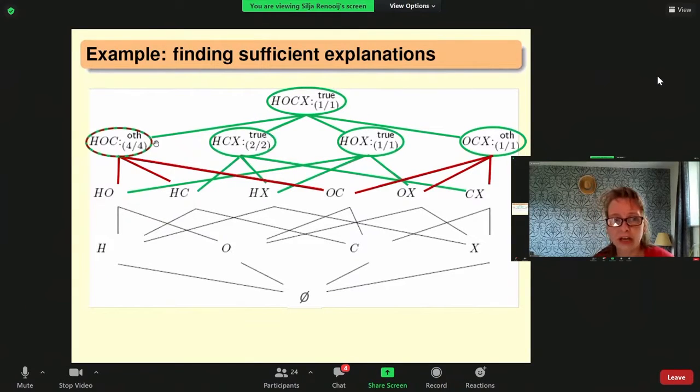And here we see that we've processed all the children, and that means I've actually computed the outcomes of all the pairs associated with those elements. Two of them are true, which means I can still have sufficient sets in their children. So I continue the search for sufficient explanations there. The others are labeled other.